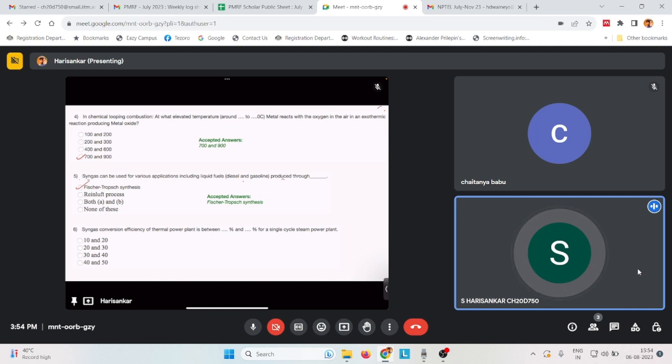The conversion efficiency of a thermal power plant is between dash and dash percent for a single cycle steam power plant. And we just had the discussion for that. It will be between 30 and 40%.